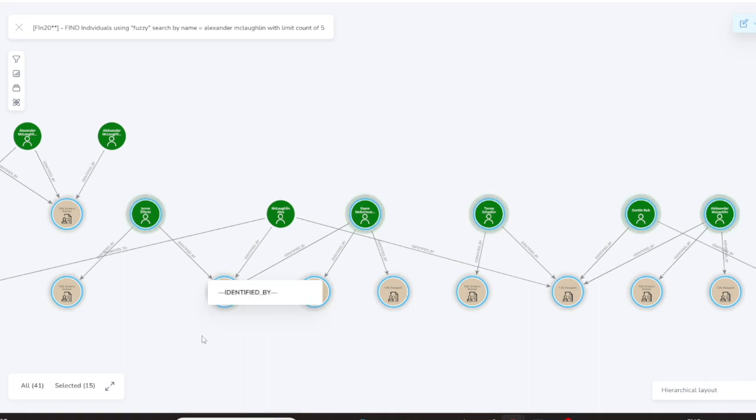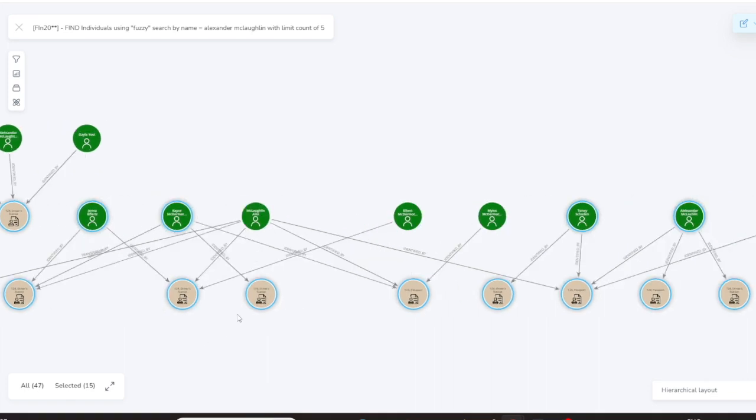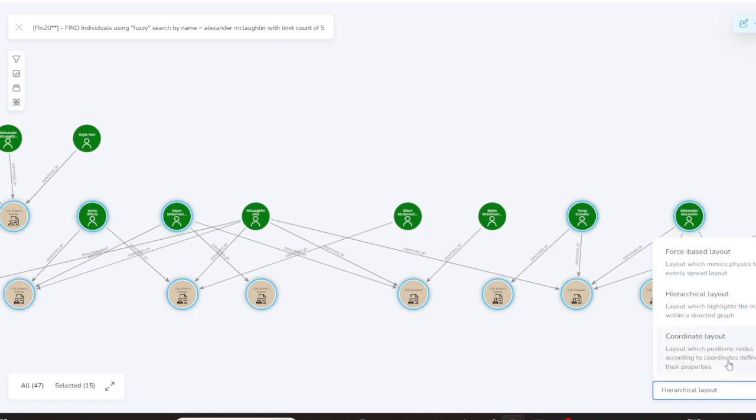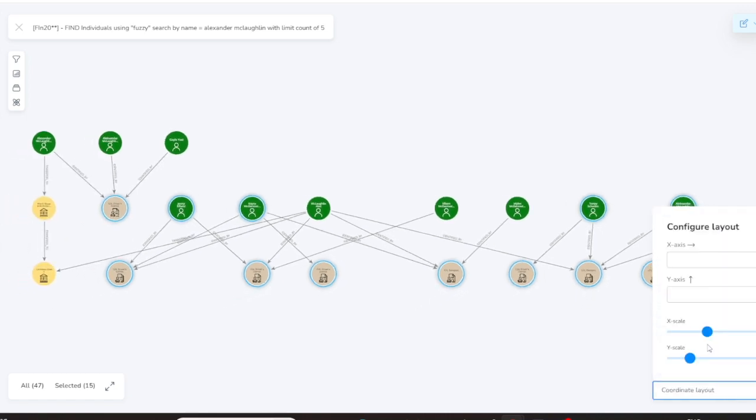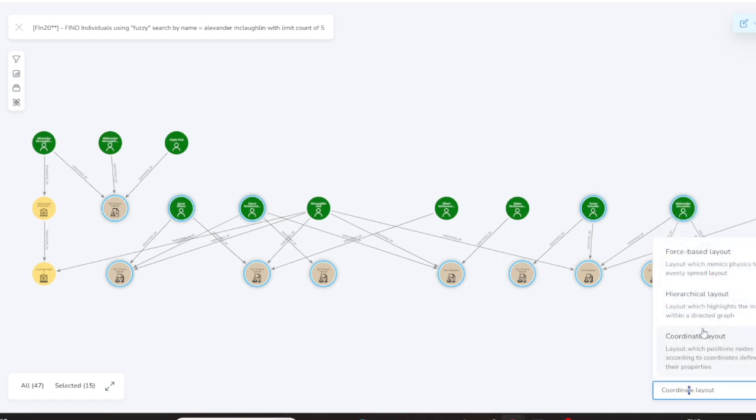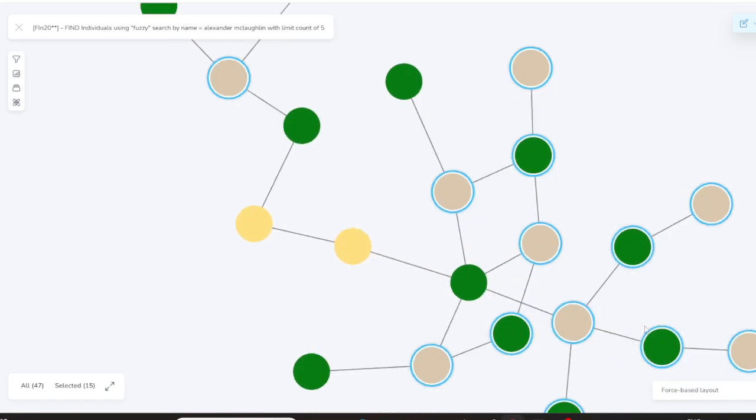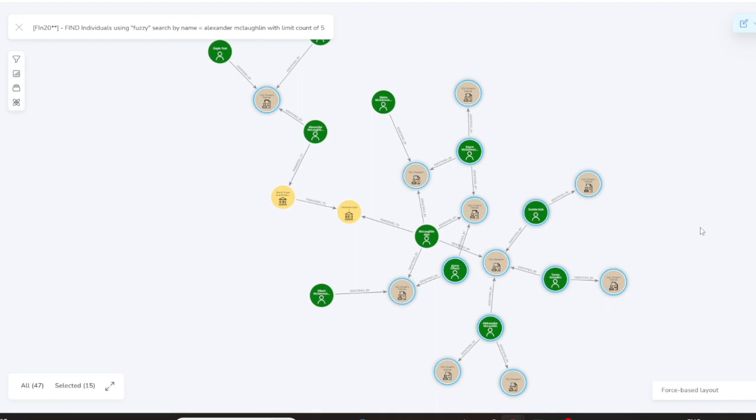In this instance, let's change the layout here to get a better look at how the relationships are all connected. As you can see now, our cluster continues to grow and our hidden network continues to grow. It appears that they're all directly related through entities or other forms of identification, as well as through other individuals that are directly using the same identification number here.